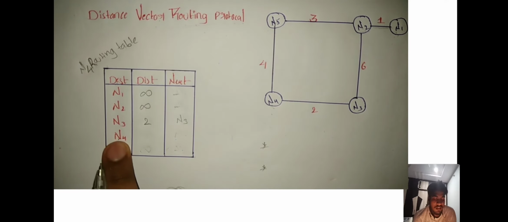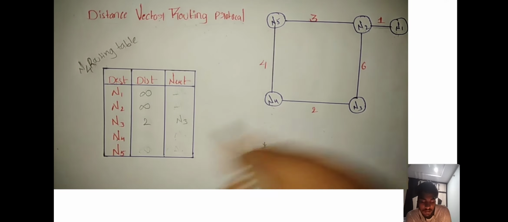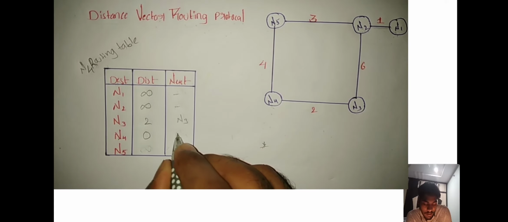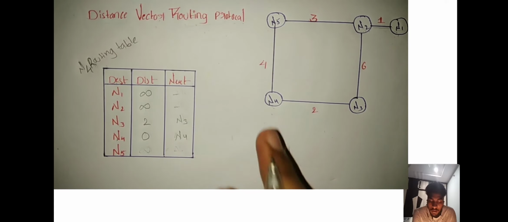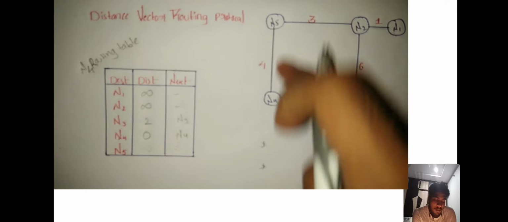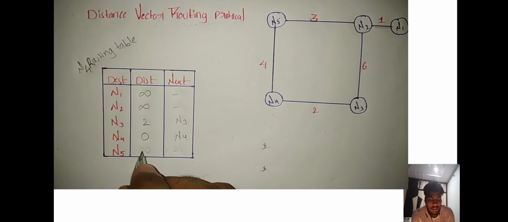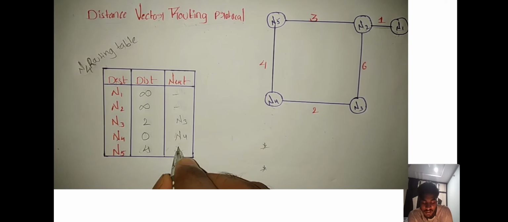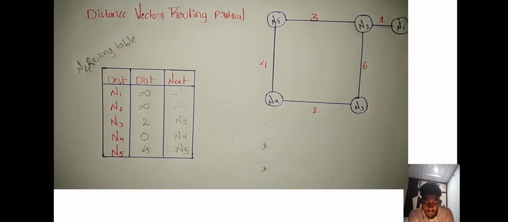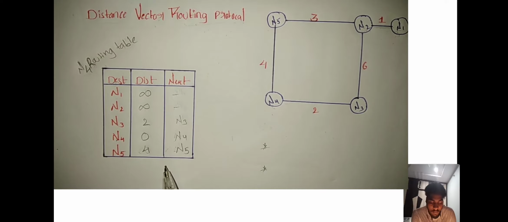Now we have to go to n4 from n4. So the distance is 0 and the next node is n4. Now we have to go to n5 from n4. There is a direct link, so n5 is the neighbor of n4. Now the distance is 4, and the next node is n5. This is the routing table of n4.